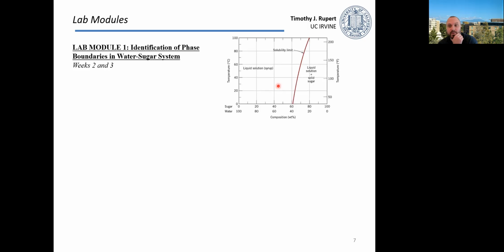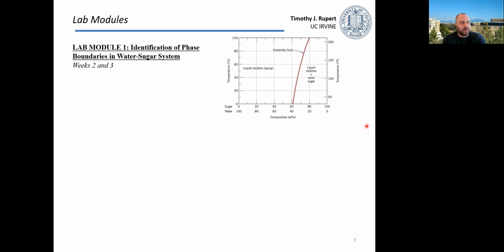So getting to what the 3 lab modules are, I'm going to go over them very, very briefly. There will be a lot more explanation for why I chose this to show this idea, how we're going to work through it, and what exactly we're going to do as we step into it. But in lab module 1, what we really want to do is understand how you can run experiments and identify important phase boundaries inside of different materials. And we're going to use the water-sugar system as a nice little model system.